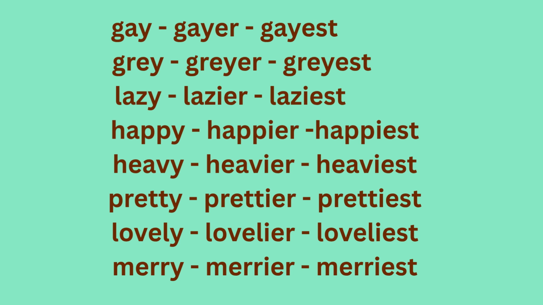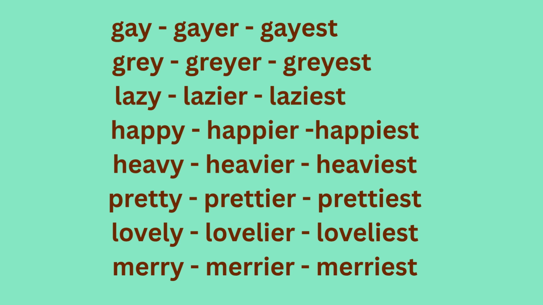Now let us learn how comparative and superlative degrees are formed for the adjectives that end with the letter Y. If the positive ends in Y and the Y has a consonant before it, the Y is changed into I before adding ER and EST. But if the Y has a vowel before it, then the Y is left alone and not changed into I.